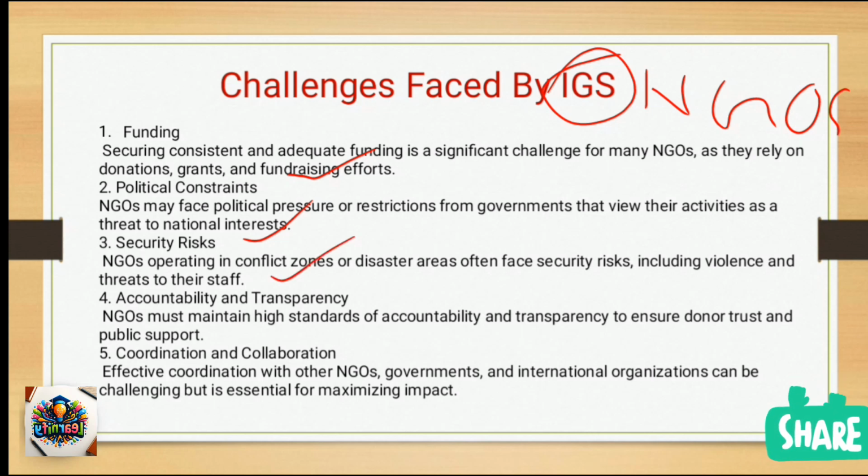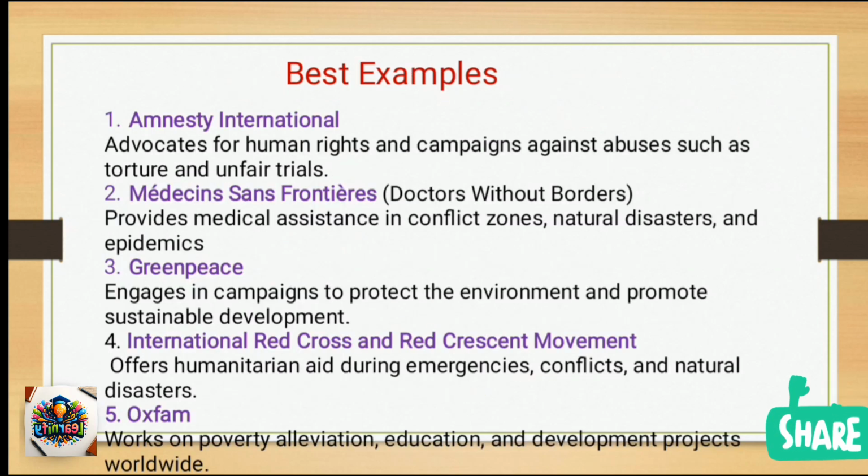Accountability and transparency. NGOs must maintain high standards of accountability and transparency to ensure donor trust and public support. Coordination and collaboration. Effective coordination with other NGOs, governments, and international organizations can be challenging but is essential for maximizing impact.